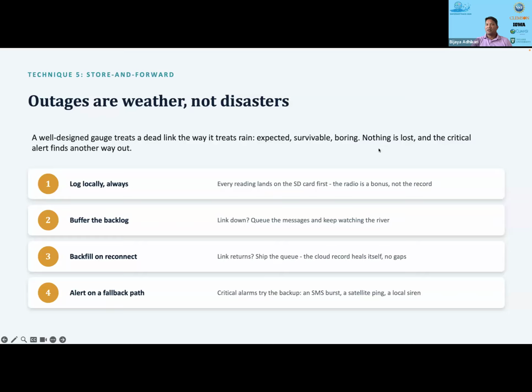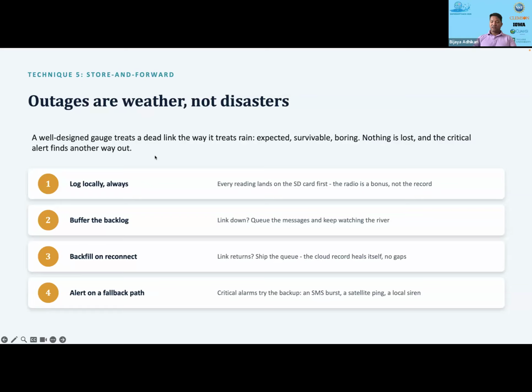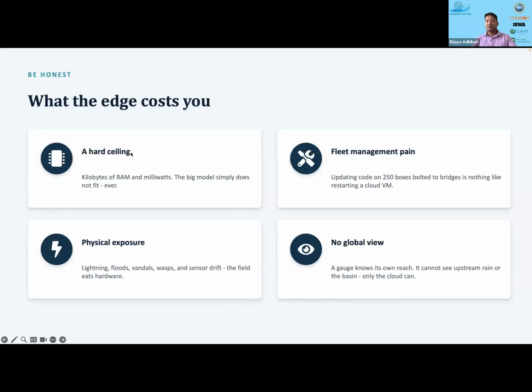That makes implementing logic on edge devices even more important if these things are already in place. Okay, so we should know when edge is not the right answer. I think we had a similar slide for cloud computing yesterday, where we said when the cloud is the wrong answer. There is usually a hard ceiling on compute resources for the edge device: a few kilobytes to megabytes of RAM, and limited power sources. So the big computational things cannot simply be done.